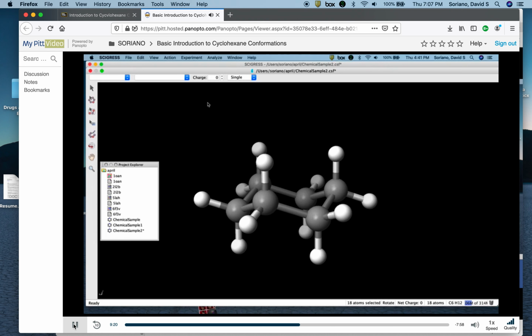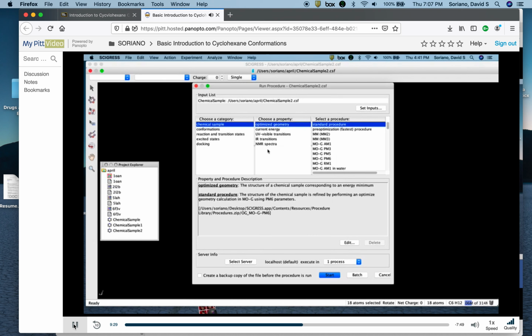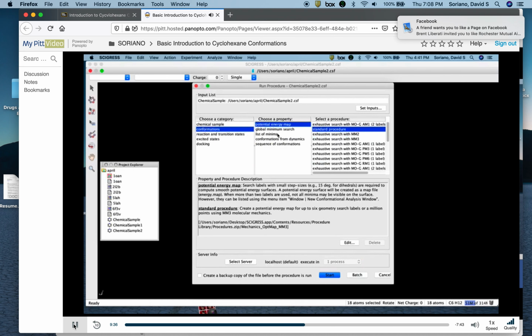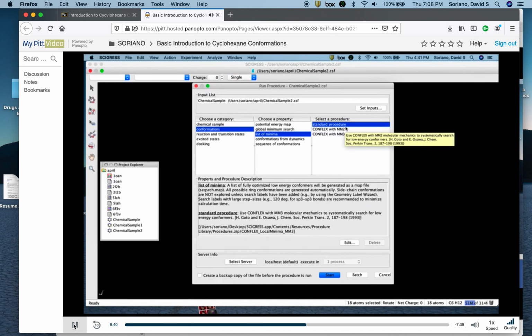Now watch what we're going to do. I'm going to do an experiment up here. Run an experiment. I'll just click OK. And we are going to do conformations, list of minima, and we'll do just molecular mechanics right now. I don't want to get into ab initio and semi-empirical methodologies. I do that in other videos. So let's run it. So we'll start.